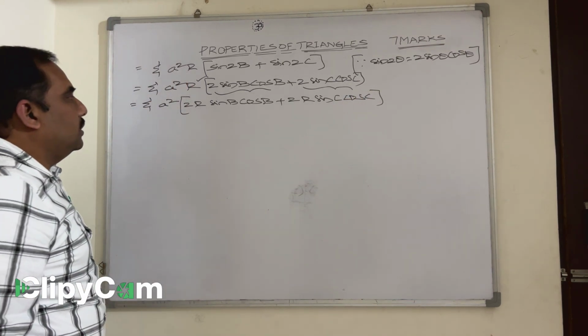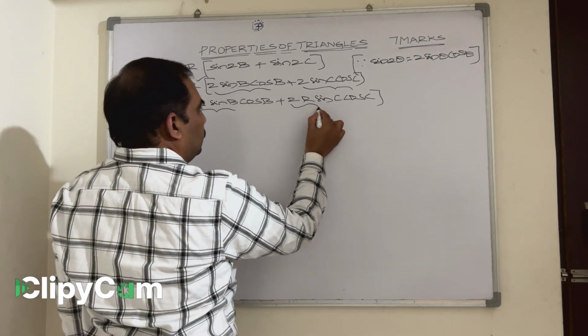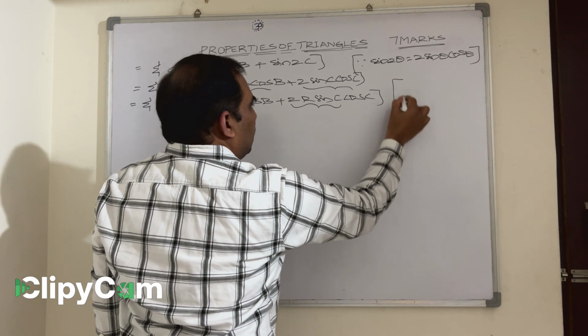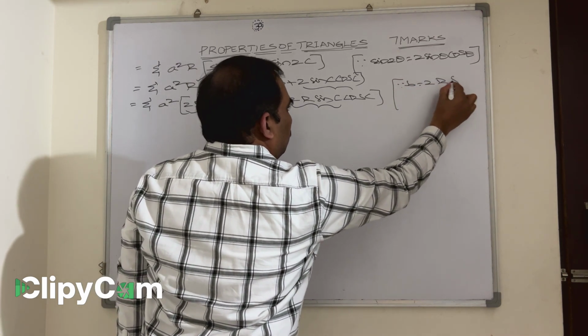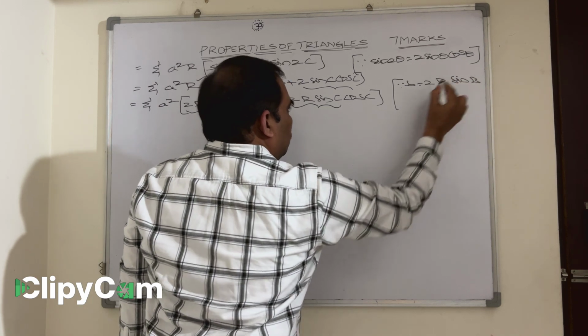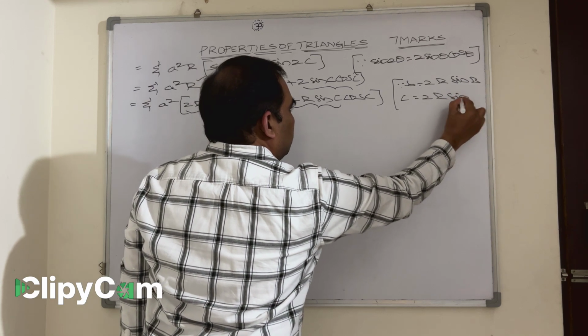Now if you observe here, 2r sine b, from the sine rule, is small b, and 2r sine c from the sine rule is small c. So small b is equal to 2r sine b, and small c is equal to 2r sine c.